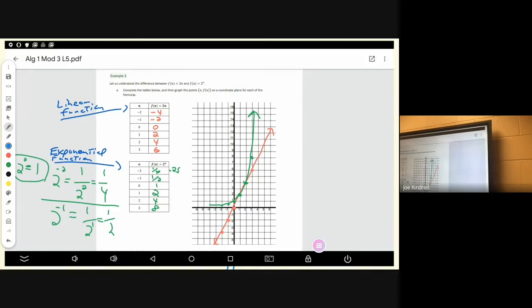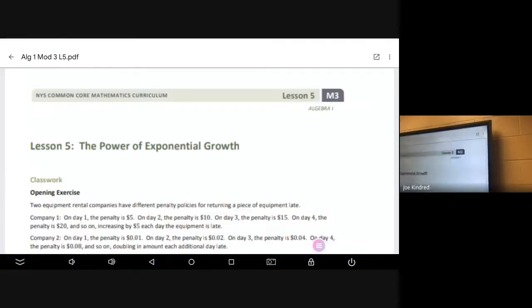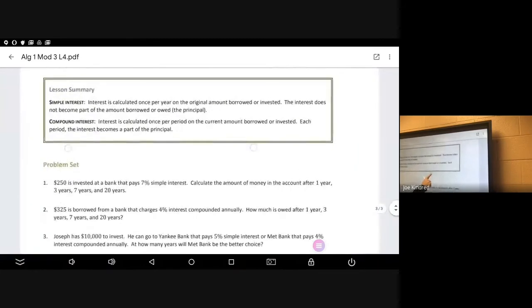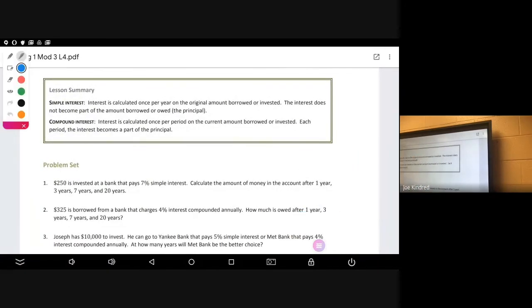So, in summary, to finish this out, lesson four, we should be able to understand the concept of simple interest. You are going to also deal with the concept of compound interest, which we will continue to talk about. Interest is calculated once per year on a current amount borrowed or invested. Each period, the interest becomes part of the principal. And we'll look at that in class. But lesson four dealt with the concept, started with the idea of simple interest. And remember, interest being calculated with this formula.